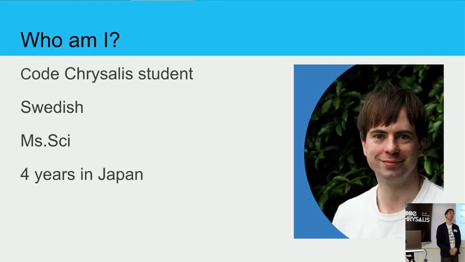So first, as I already said, my name is Johannes Jarbratt, and I'm a Code Chrysalis student now. I came here to Japan from Sweden just after graduating with my Master of Science in Industrial Engineering and Management. I started working at a Japanese company and worked there for 4 years. I really enjoyed it and I learned a lot, not only about work but also about Japanese culture, something you can't get unless you work at a Japanese company. And I was the only foreigner.